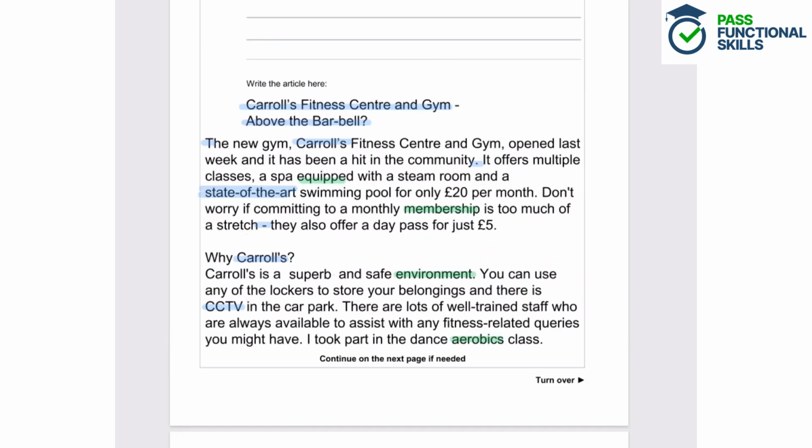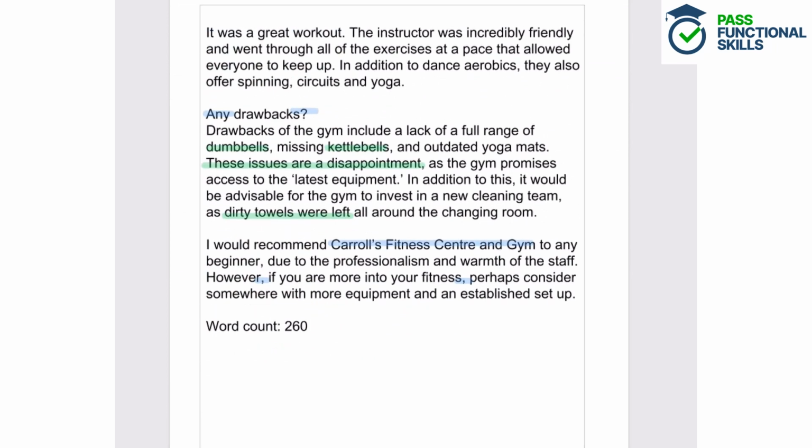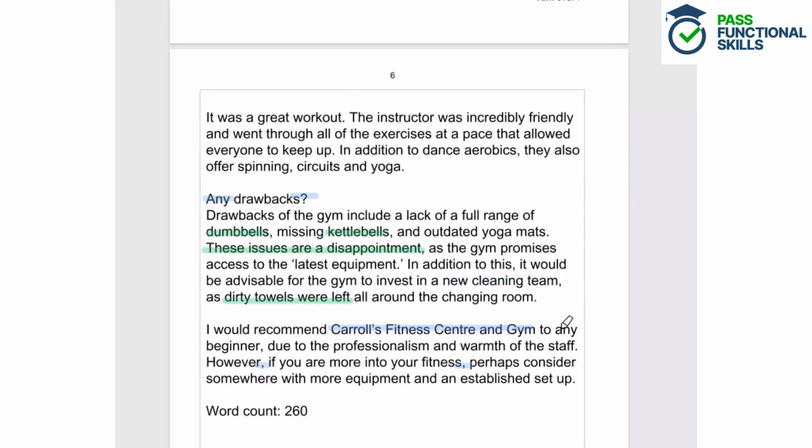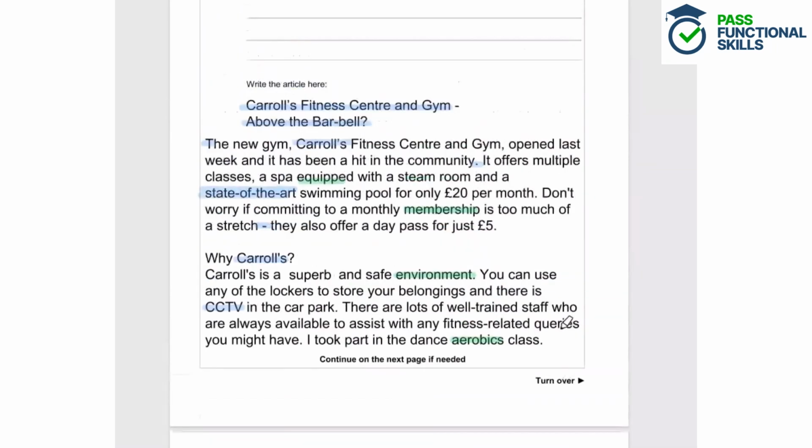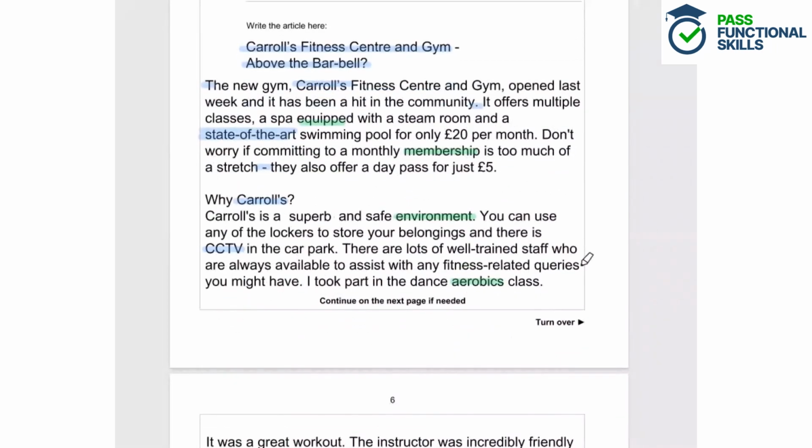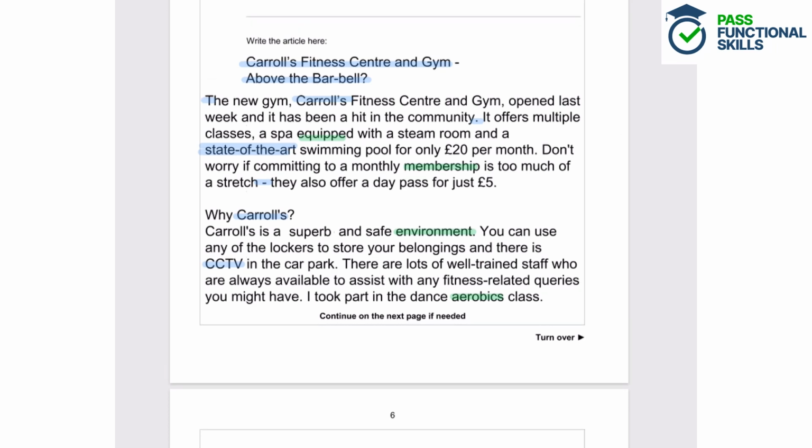So in this answer, we have 1, 2, 3, 4, 5 paragraphs in total. So it is on the longer side. So make sure that you're writing somewhere around this amount. It doesn't matter if it's just a little bit shorter or a little bit longer, but try not to repeat any information and try to make sure that all of your details are appropriate for the question. So what did the question ask us to do?